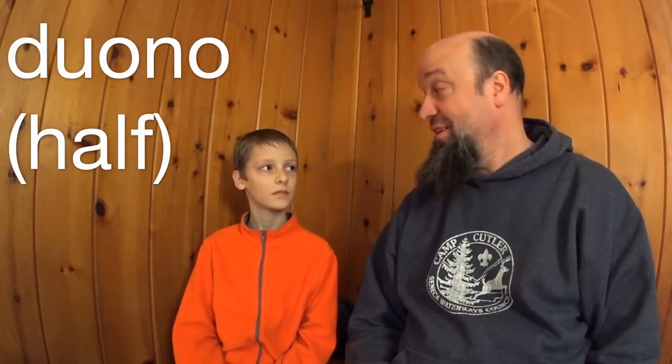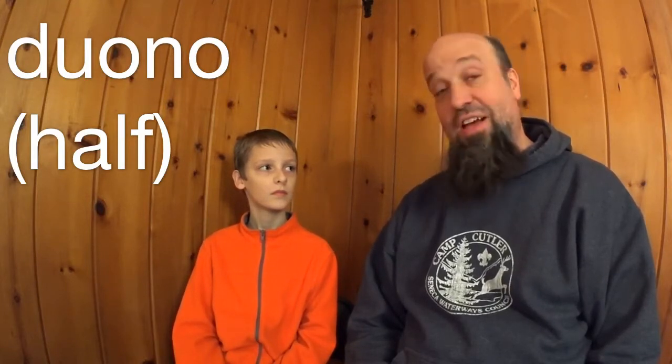You add the suffix ono. Ono, right. So let's say we wanted to say half. How do you say half in Esperanto? Duono. Right. So the number 2 is du, and ono is the fraction. So duono means half.